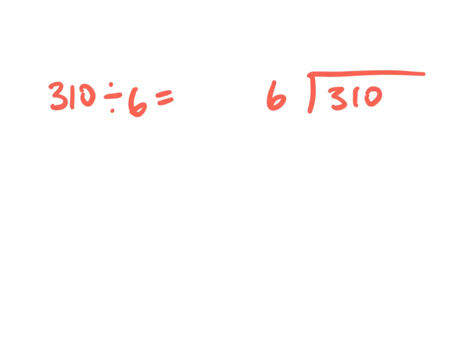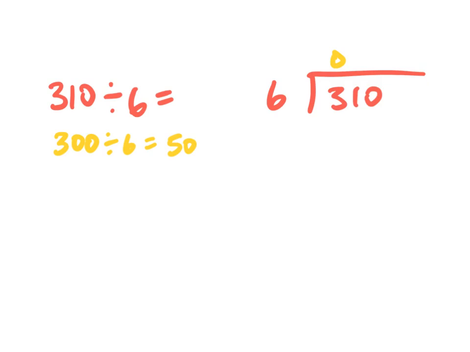Okay, thinking about an estimate for this one, I'd probably turn 310 into 300, because I know that 30 divided by 6 is 5, add that extra 0, and I'm guessing somewhere in the 50 range. Now to actually solve, 6 goes into 3 0 times. Notice I'm lining that 0 right above the 3. Now I'm looking at the 31.